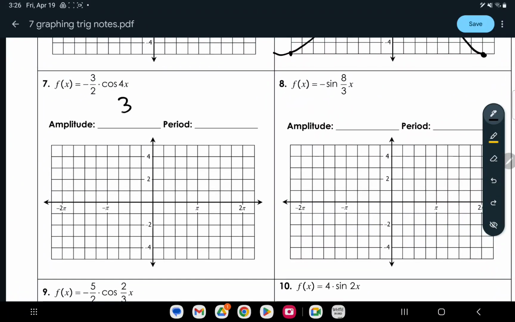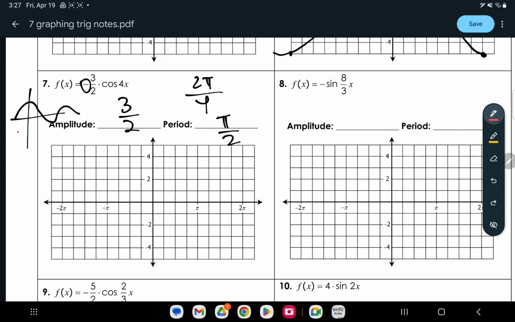Alright, amplitude is 3 over 2. Period is 2 pi over 4, so pi over 2. This is cosine. So we're starting at 1.5, at 3 over 2. And then I restart again at pi over 2. Oh, my bad. This negative out here, if cosine normally looks like this, that negative means there's a reflection.